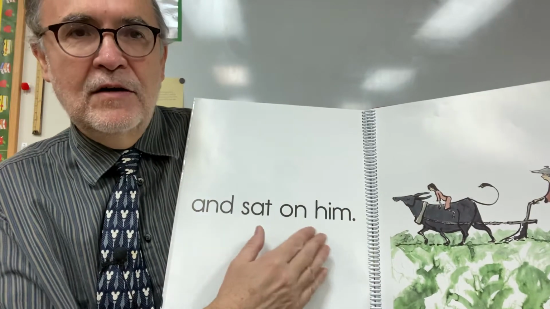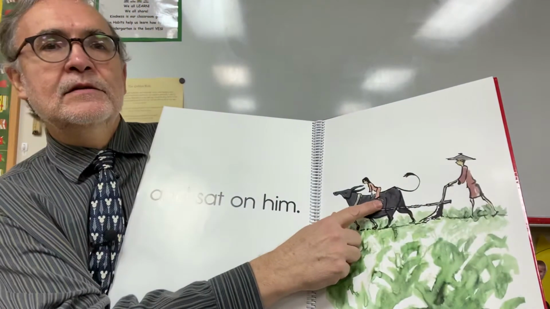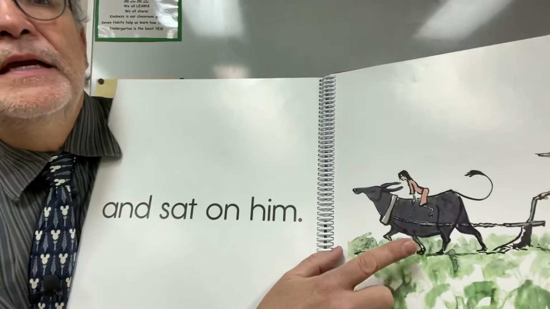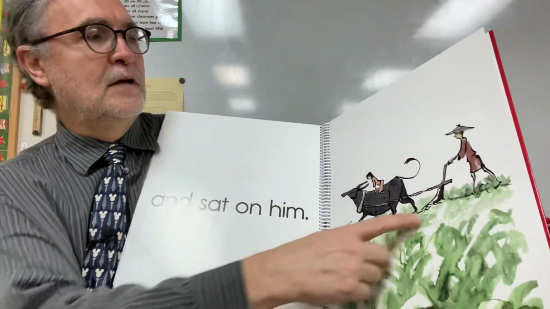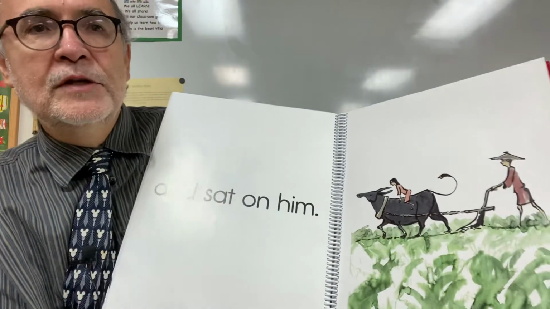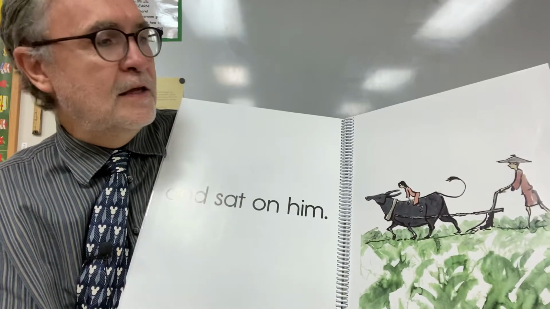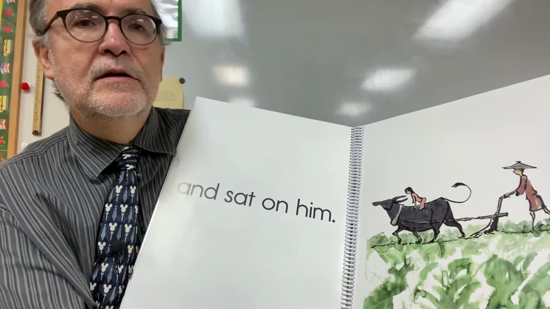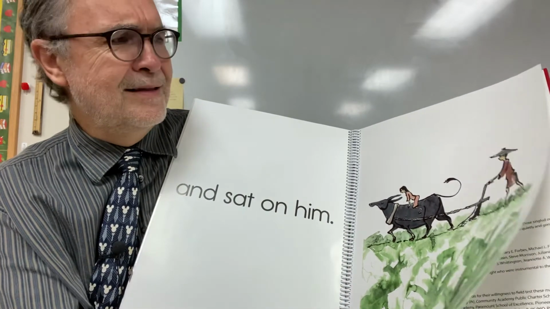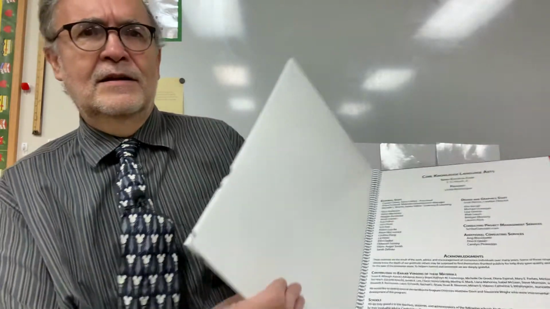She sat on him. Why did he let her sit on him? Because she was kind. And now, that looks like Kim. I'm pretty sure you guys are right. They're all in the same family. And now they're getting their field plowed. And I think there's nothing on there. Okay, good deal. Ox and Man.